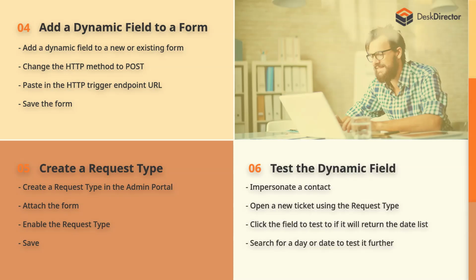From within the admin portal, impersonate a contact and create a new ticket using the new request type. In the form, select the dynamic field you created. It should display the top 30 dates. Additionally, try searching for a specific date or day to confirm the field is working correctly. Well, that's all there is to it.